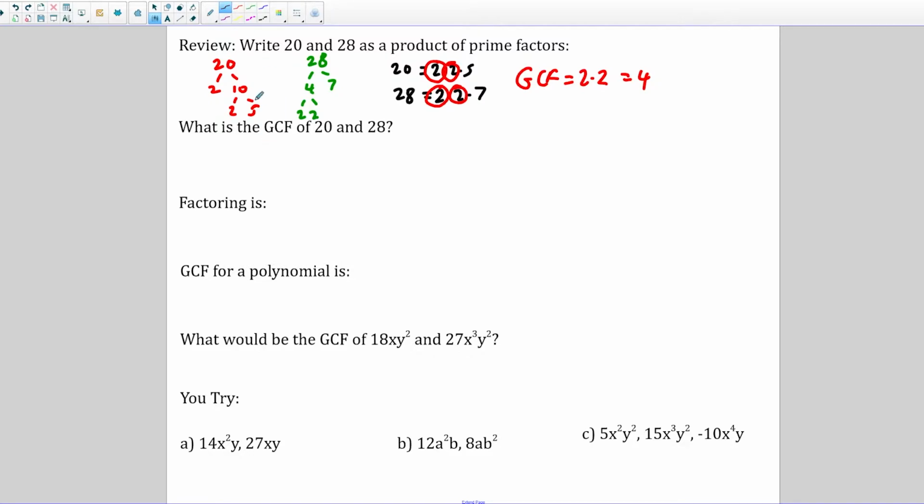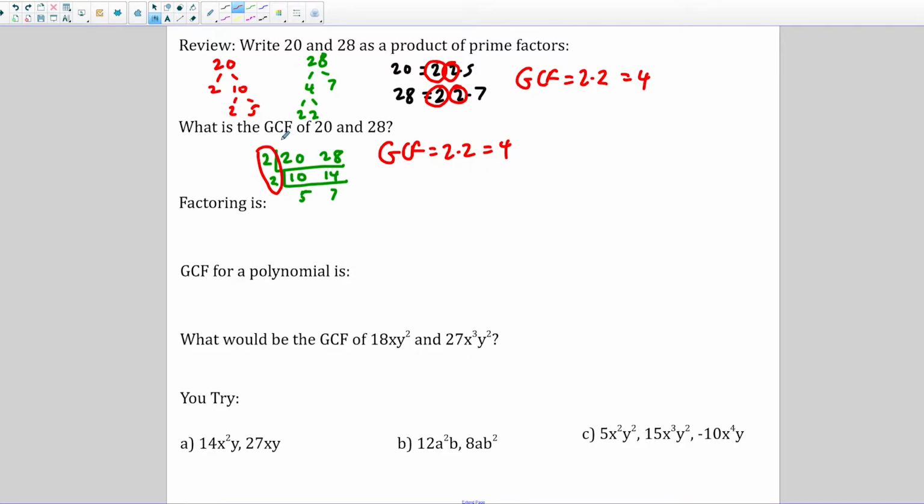We could also use the cake method, where we have 20 and 28 here, and then we're going to divide them both by 2, and then we're left with 10 and 14, and once again we can divide them by 2 to get 5 and 7, meaning that the two numbers here on the left are 2 times 2, which is 4, and again giving us that GCF of 4.